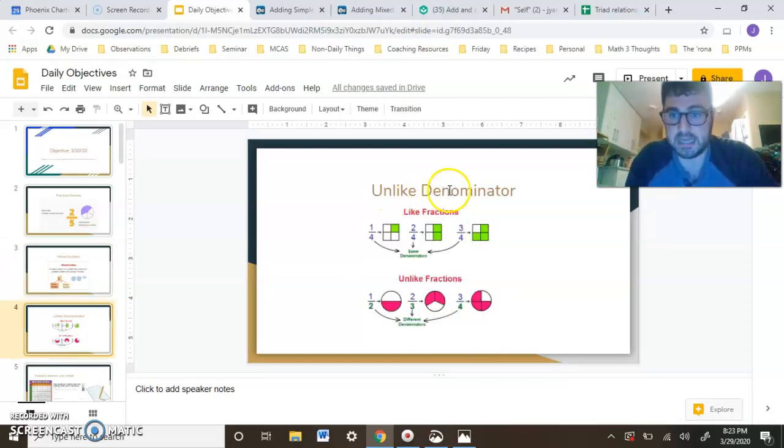Okay, unlike denominator, we have like fractions, we have unlike fractions. Think, ¿por qué es unlike? Why is it unlike? That's right, because the sizes, las cantidades, of the denominators, of the parts, de las partes, las cantidades de las partes, are different, son diferentes. Okay, so when we have unlike denominators, our fractions are in different sizes. When we have unlike denominators, we have fractions that are different.